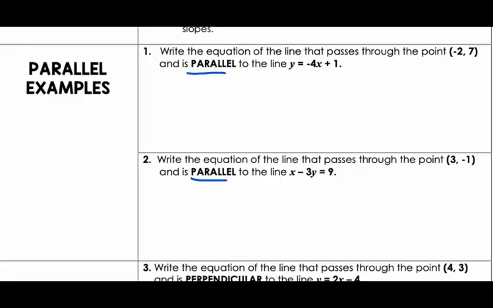And number 1 says, write the equation of the line that passes through the point -2, 7, and is parallel to the line y equals -4x plus 1. So to do this, we're going to put x and y. And this will be known as x1 and y1. Make it small there. Now we're going to use the point slope formula to solve for this. So the point slope formula is y minus y1 equals m times x minus x1. We're going to be using these.